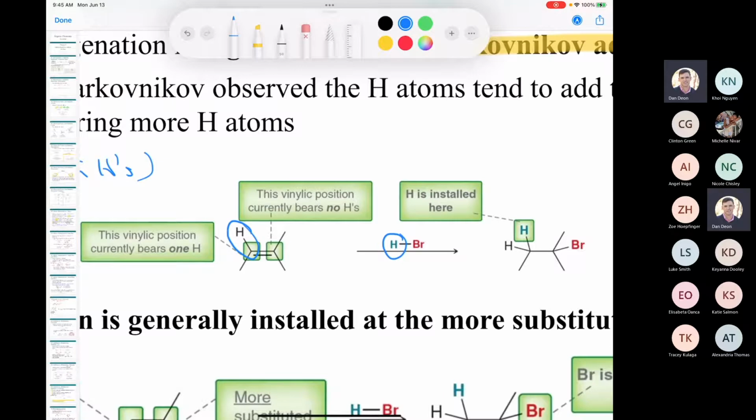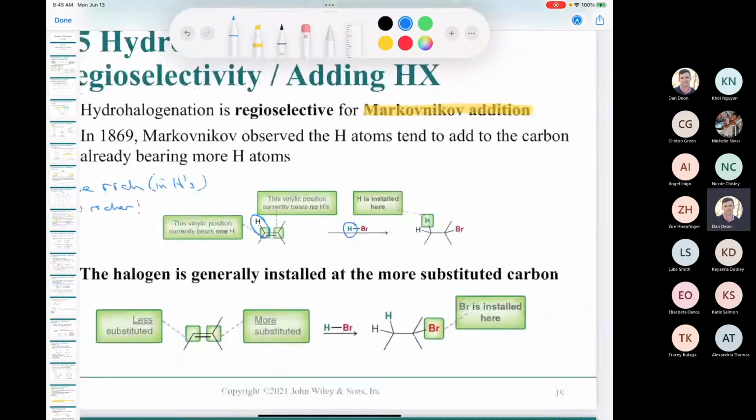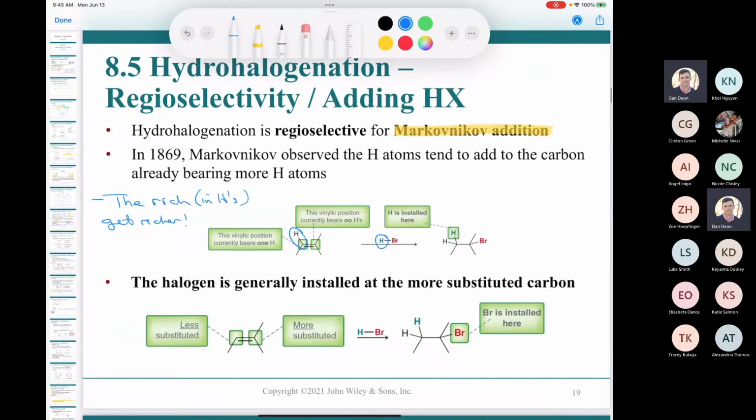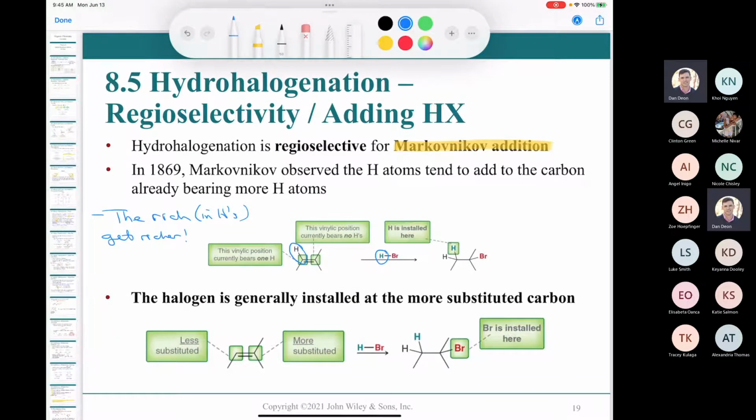The rich are getting richer, and the bromine or the chlorine or the iodine is going to end up on the carbon that has fewer hydrogens on it. Put another way, instead of thinking about it from the point of view of the hydrogens, you could say the opposite: the halogen, whether it is a chlorine, a bromine, or an iodine, generally speaking, is going to be installed at the more substituted carbon. So the rich in hydrogens get richer in hydrogens, or you could say the more substituted carbon is the one that takes on the halogen. Either way is perfectly reasonable.